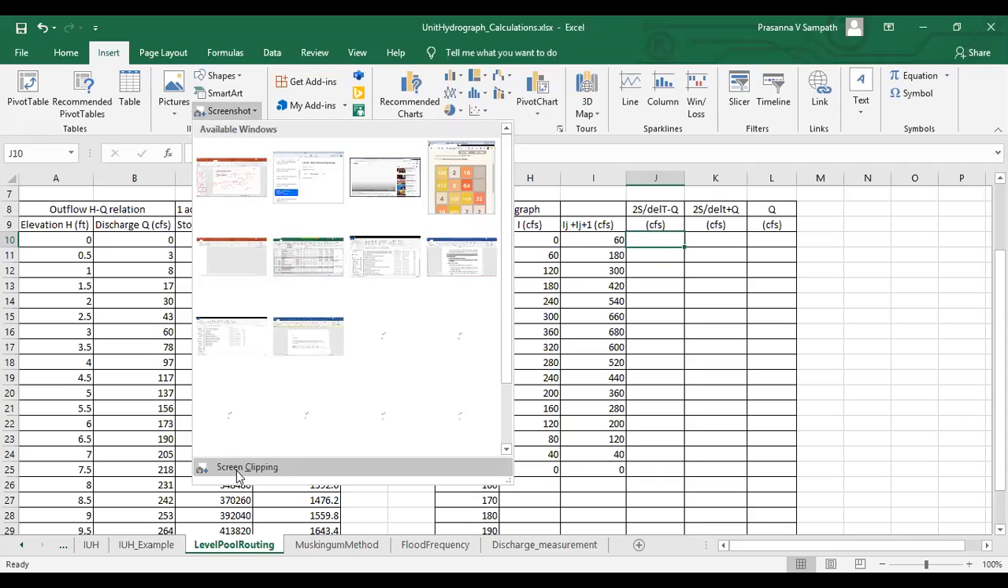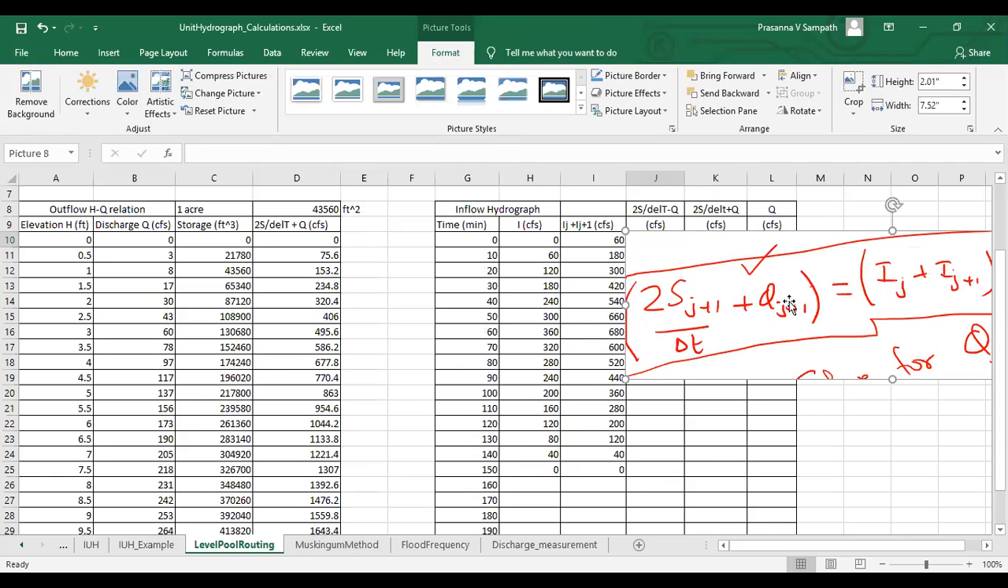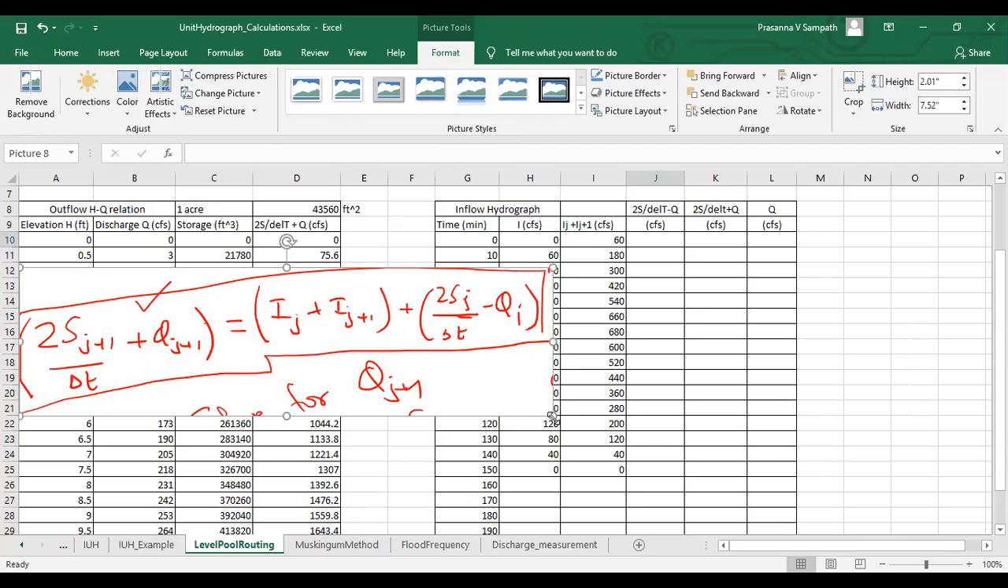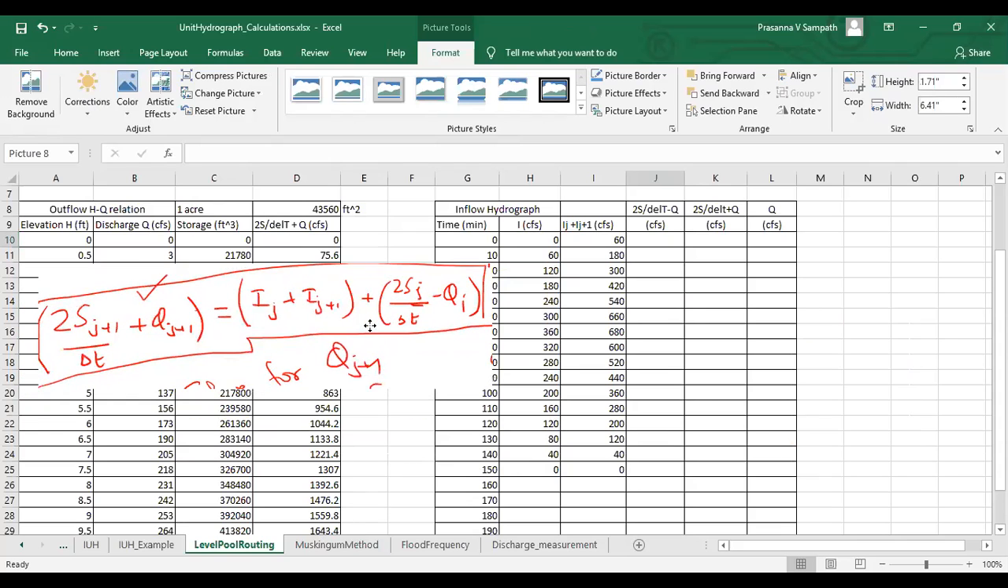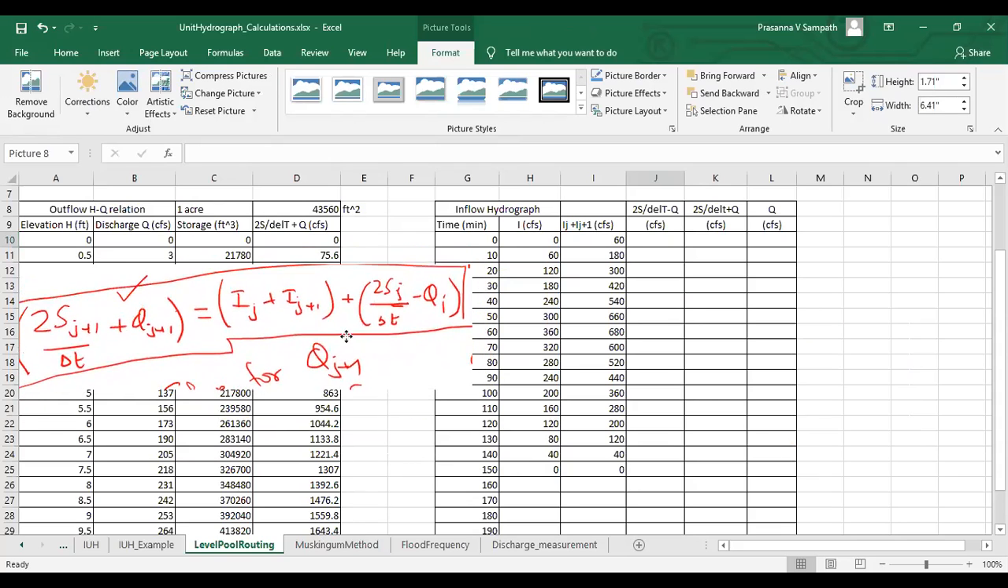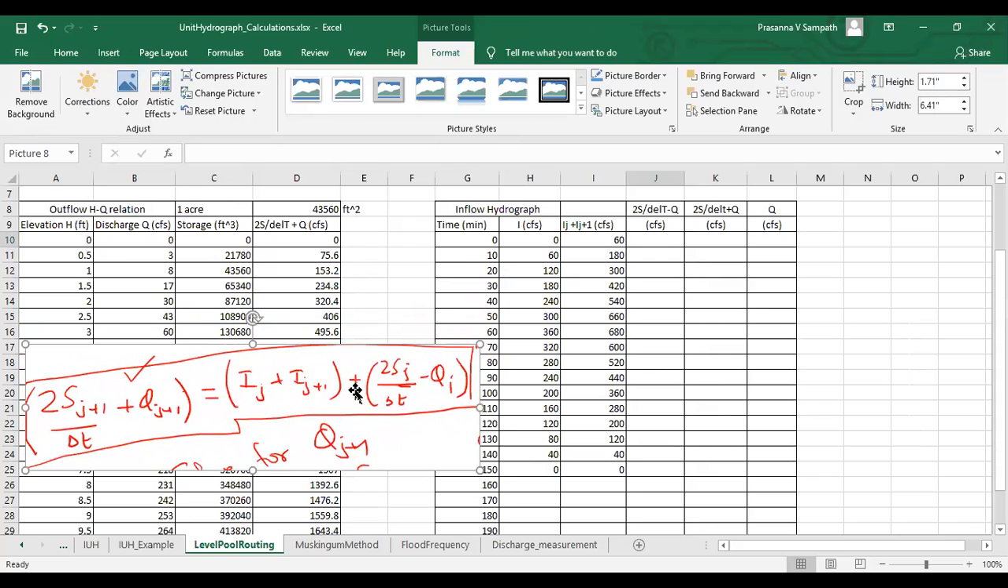Okay, this is my equation. You're able to see this equation? Are you able to see the equation? Yes, sir. Okay. So you see, ij plus ij plus 1 I have computed in column I. Coincidentally, it's in column I.